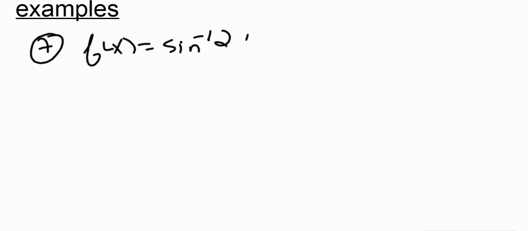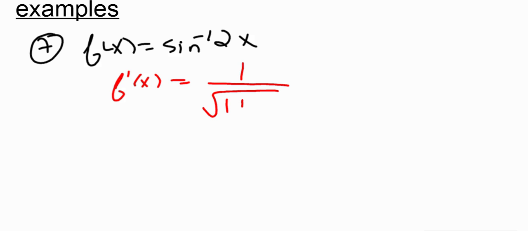We're going to do number 7, which says, given the function f of x is equal to sine inverse of 2x. All right, so then I'm going to say the derivative. The parent form of this derivative is 1 over the square root of 1 minus x squared, but I don't have just an x squared situation happening.